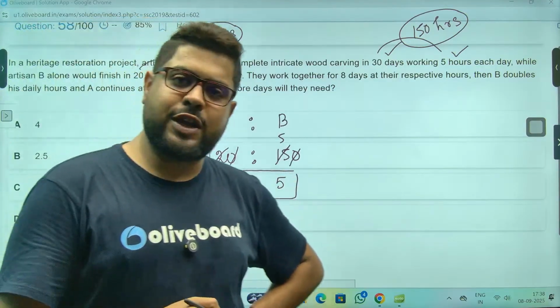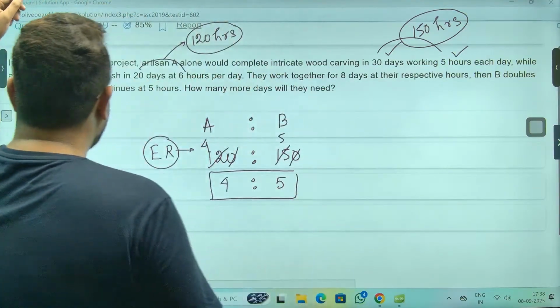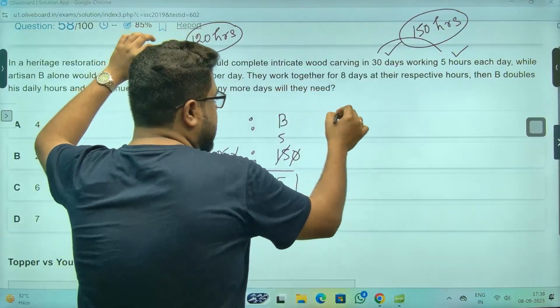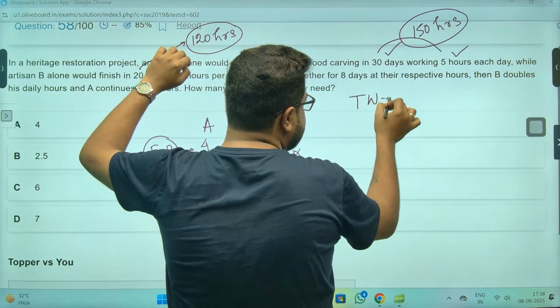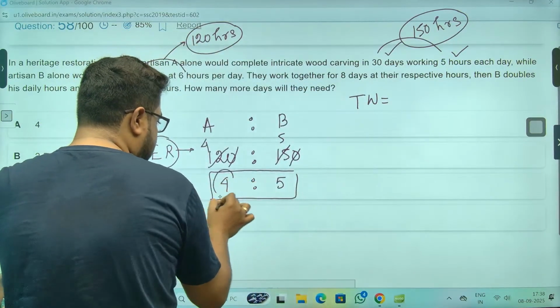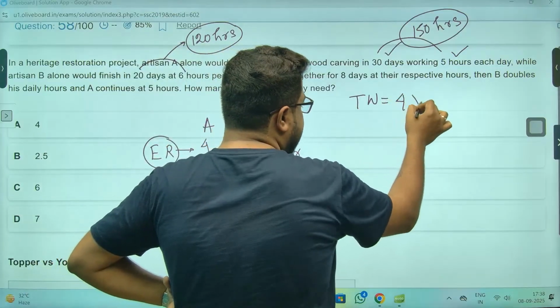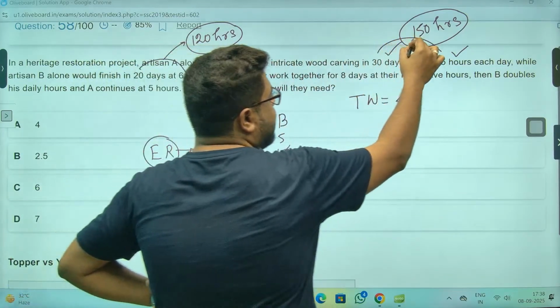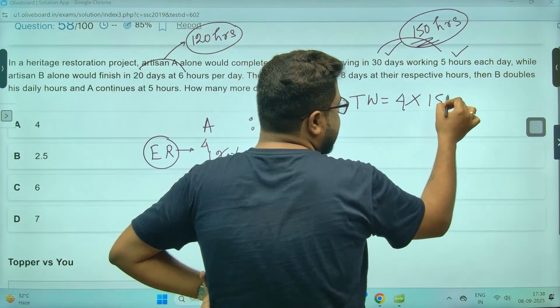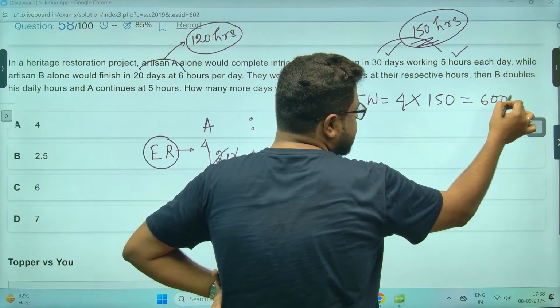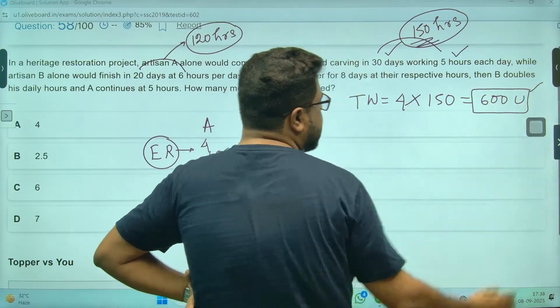Done. 4 ratio 5. Now they are asking, let's figure out the total work also. Let's do that, sir. Sir, A can do 4 units every day, and he is taking 150 hours. So that means totally 600 units. That is the total amount of work.